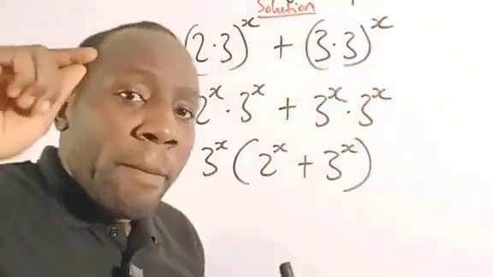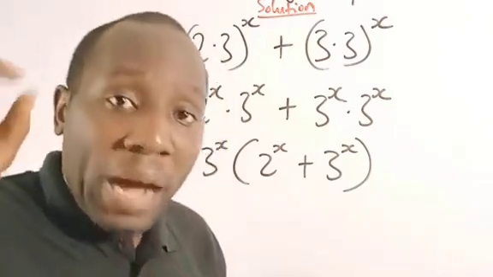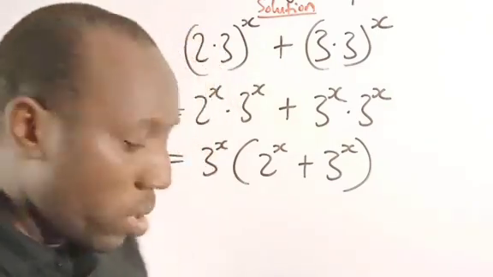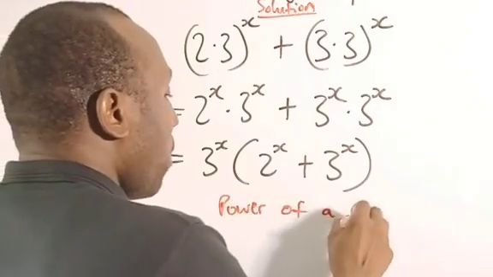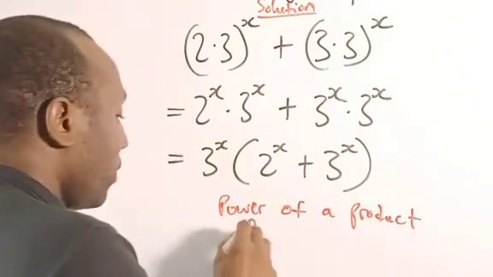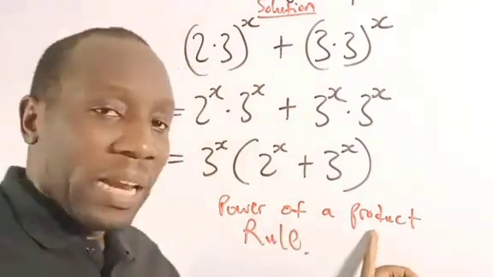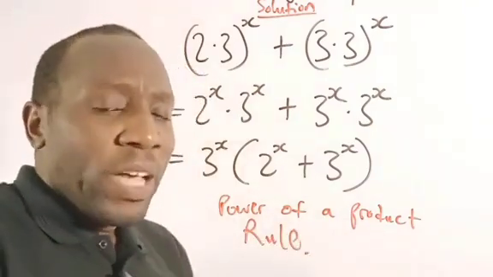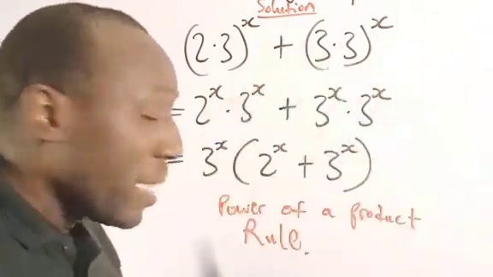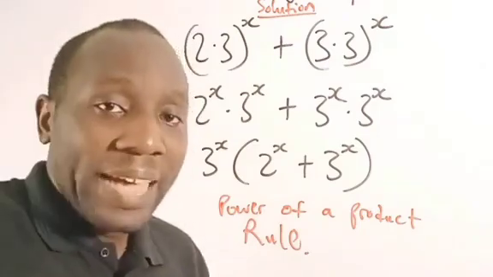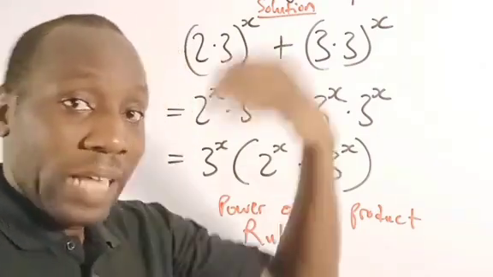9. Many people argued with the way I solved it because they are not familiar with the power of a product rule. Let me write it here. Power of a product rule. This rule states that when a power is applied to a number and that number is broken down into the product of two factors giving you that number, the power should be applied to the respective factors that will multiply to give you that number.